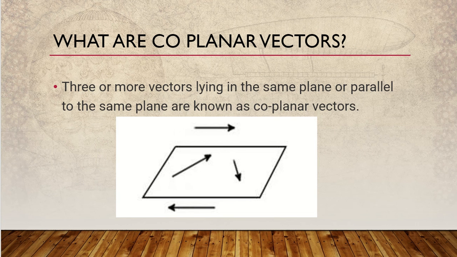The next type of vectors are coplanar vectors. What are coplanar? Co means similar, planar means same plane, which means 3 or more vectors lying in the same plane. If there is a plane and I am placing 3 or more vectors on that plane, those vectors are called coplanar because they are lying in the same plane. Such vectors are known as coplanar, which are existing in the same plane.